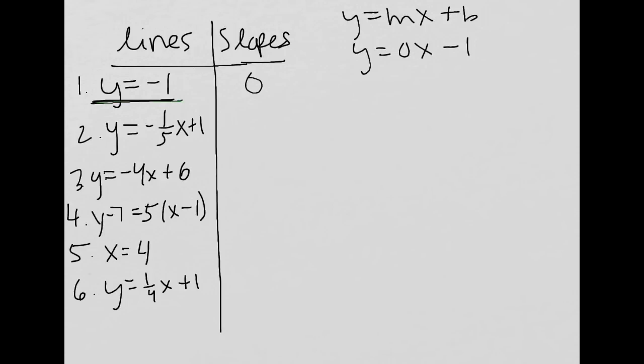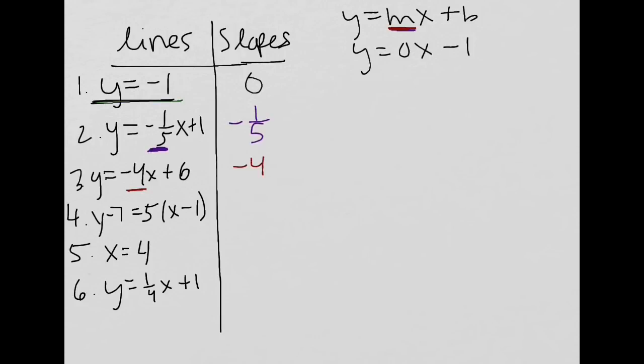Okay. In number 2, I'm looking at y equals -1/5 x plus 1. So out of my y equals mx plus b equations, I can see m is right next to my x, so my slope is -1/5. Okay, number 3 down here, I've got y equals -4x plus 6. Again, it's in slope-intercept, and my slope is just right next to my x.